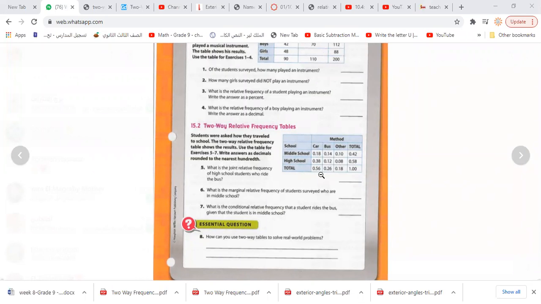We can use this way to find various types of relative frequencies, and we will check if there is an association or not between the data in the table and the decision which you are going to take.